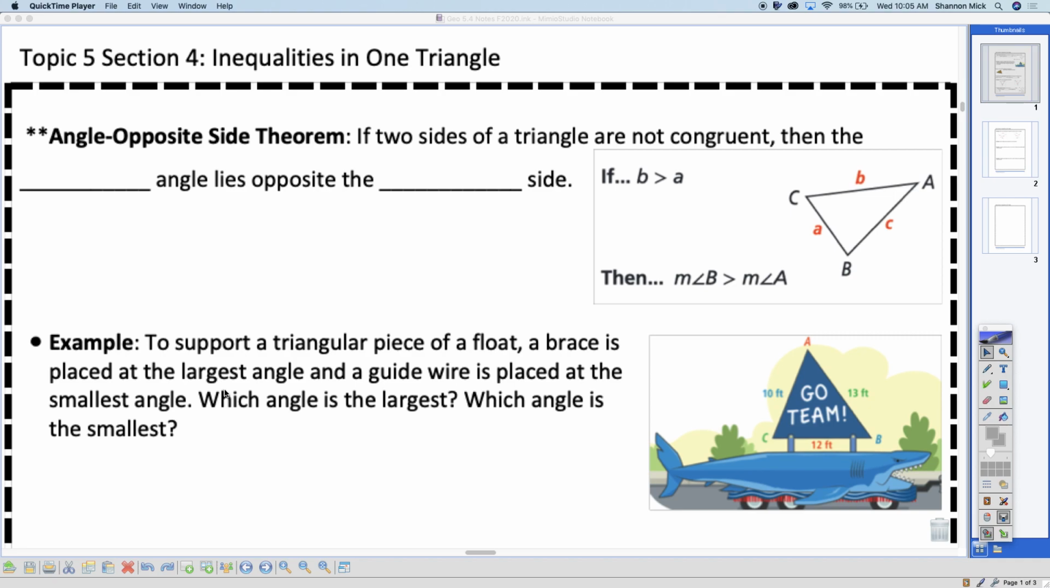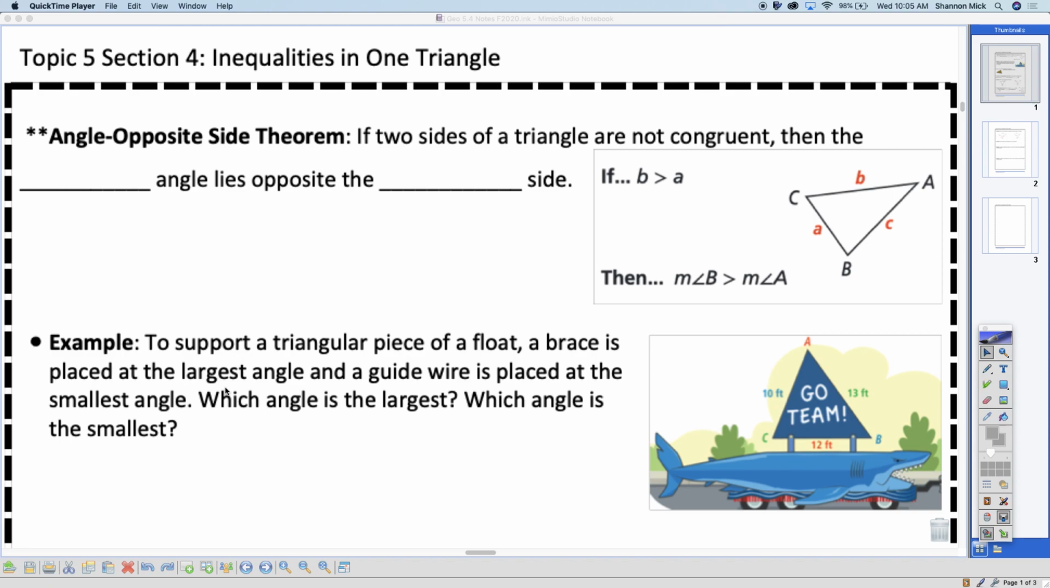So topic 4 is inequalities in one triangle. You need to really think about what I'm saying here. We're going to look at the if. If B is bigger than A. These are lowercase, so what am I talking about? Angles or sides? Sides. So if side B is bigger than side A, then that means that angle B is bigger than angle A. Does that make sense? It would have to be, yes.